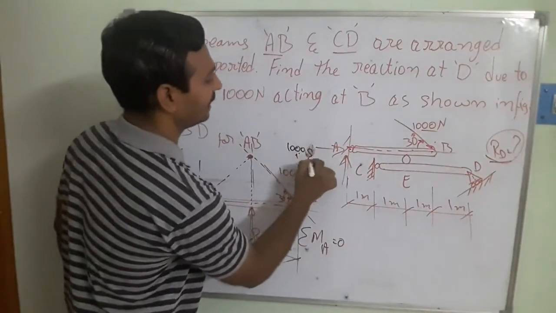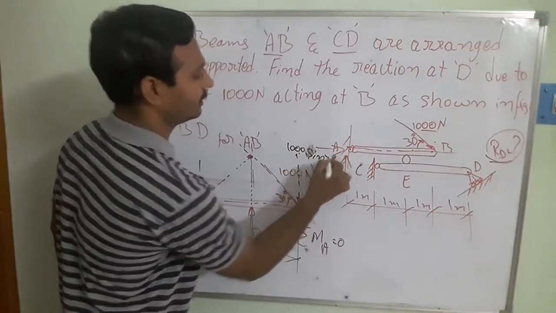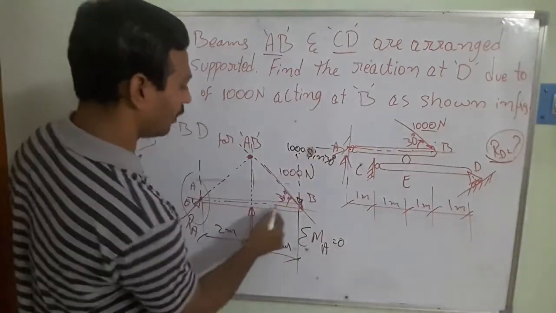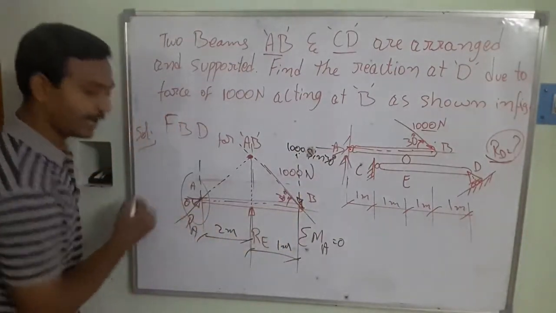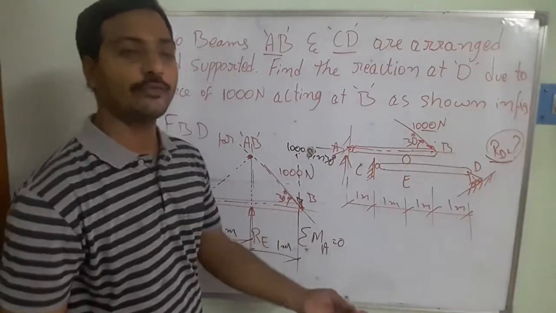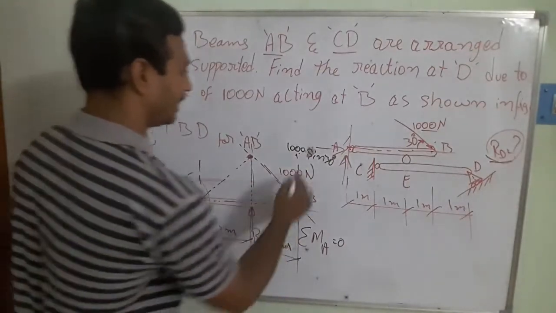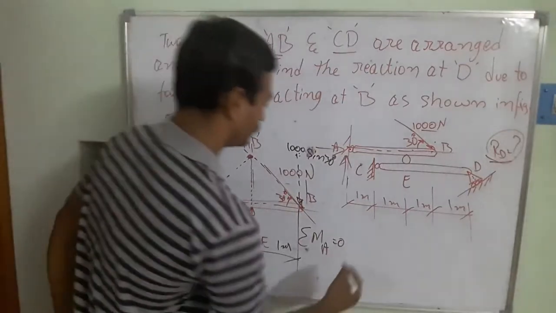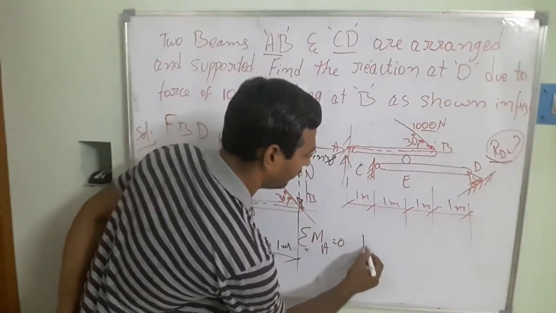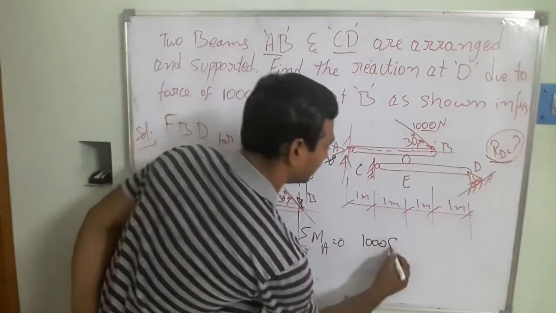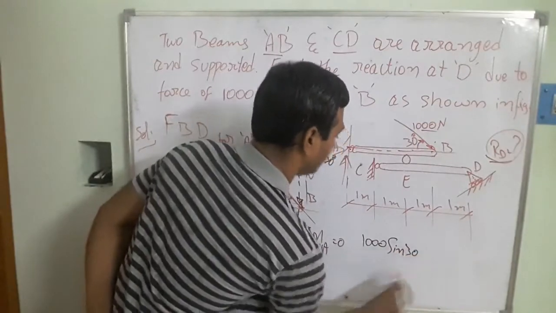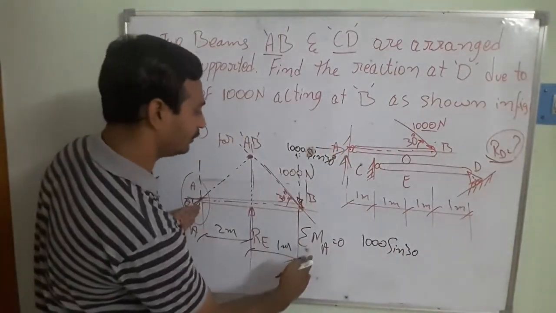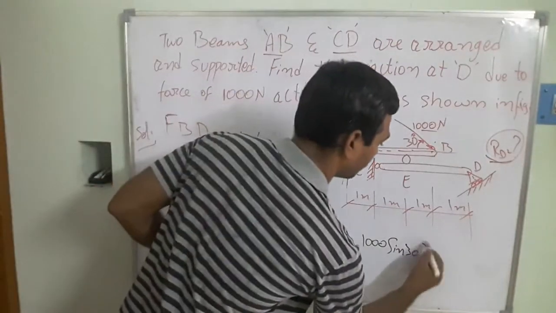into sine 30 I'm going to take. This is the sine 30 we have taken. Similarly, the horizontal is passing exactly through this point, so it is not going to develop any kind of moment. So this is moving in the clockwise, and this is moving in the anti-clockwise. So in this case we take 1000 into sine 30 into the distance between the point A and the line of action of the 1000 newtons force here. That's going to be 3.